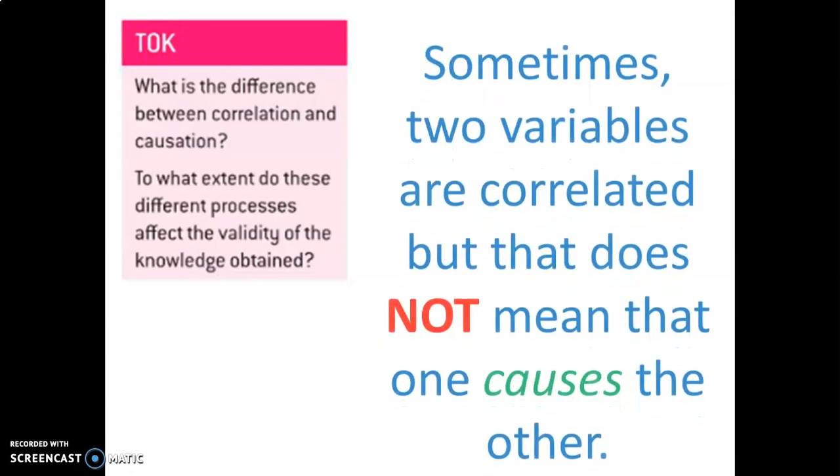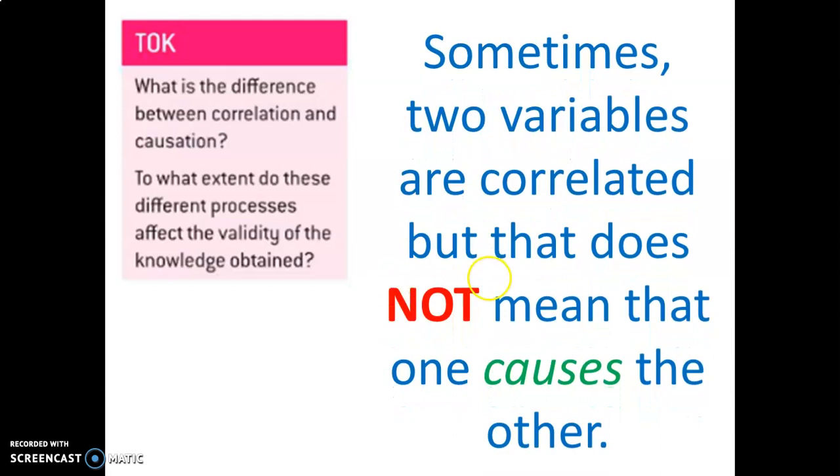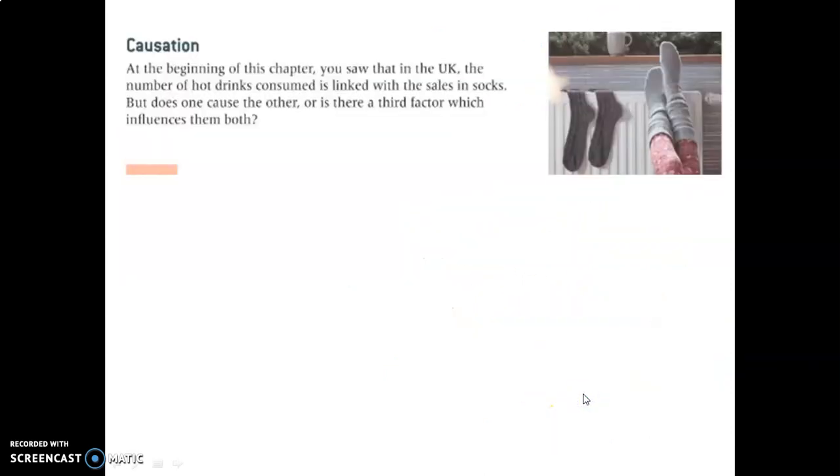TOK question, what is the difference between correlation and causation? So we mentioned that at the beginning. It's important to know to what extent these different processes affect the validity of the knowledge you obtain. So for example, you see a correlation and you have some knowledge from that, but does that knowledge lead you to think about causation or not? So just because two variables are correlated does not mean that one causes the other. Let's take a look at some examples.